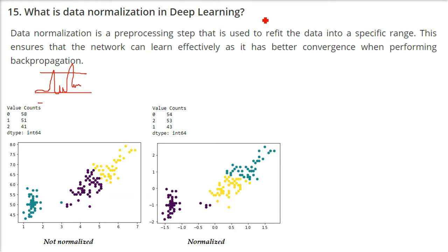Data normalization is a pre-processing step that is used to rescale the data into a specific range. This ensures that the network can learn effectively, as it has better convergence when performing backpropagation. You cannot have somewhere very high and somewhere very low. You have to put it inside a certain range. If you see here, 58, 51, 41, the range is from 41 to 58. Now you have 43 to 54. This is how the data should be in a normalized form.